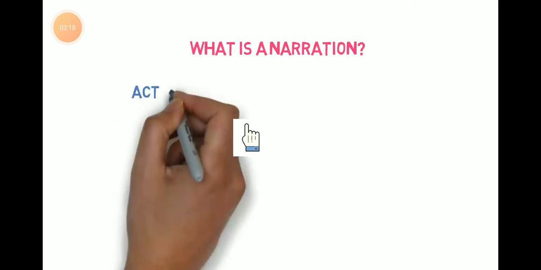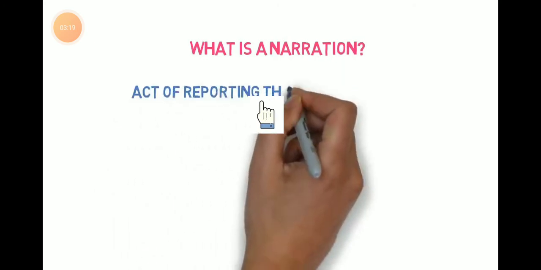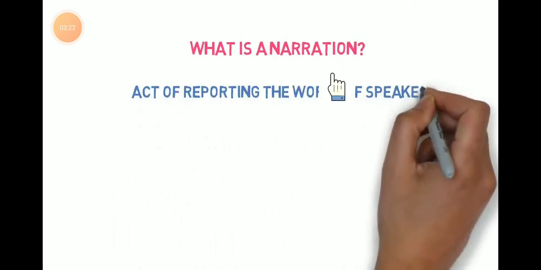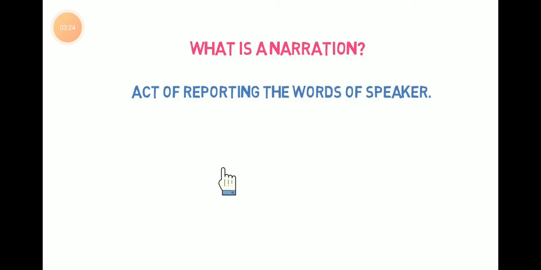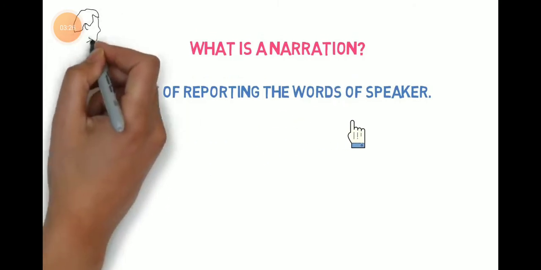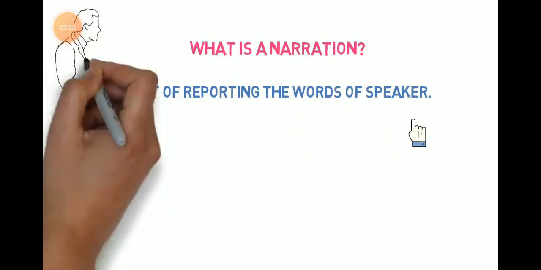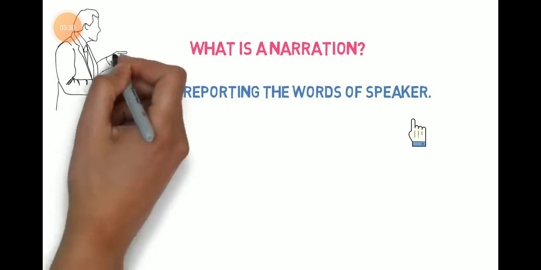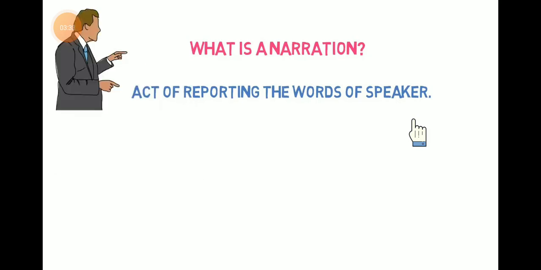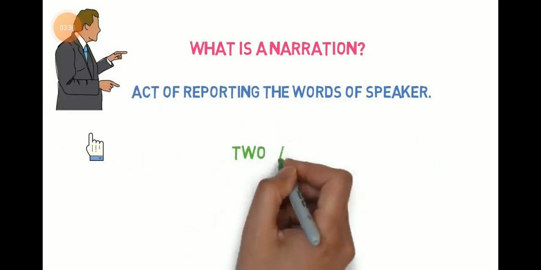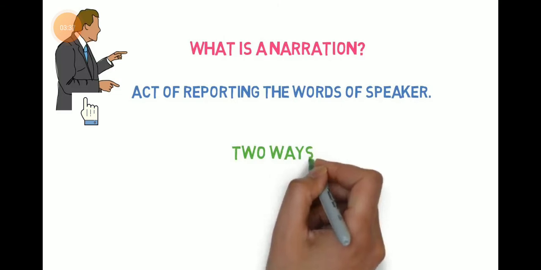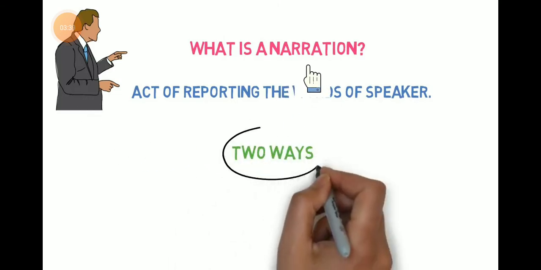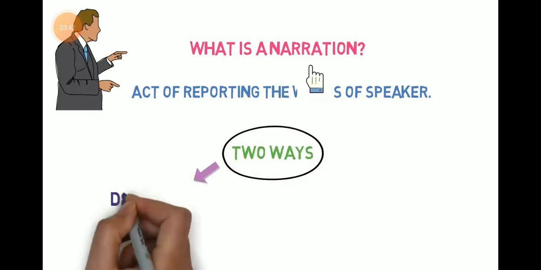So direct speech is a narration, okay. What is a narration? See, the act of reporting the words of a speaker is called narration. This is what indirect speech does. Yes or no? Might be a person says something, a message in the inverted commas, and it is narrated by another person, then it is called indirect speech.